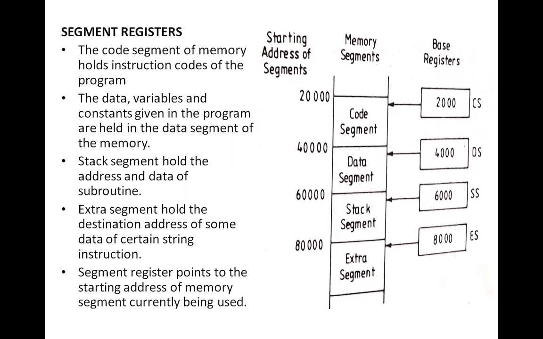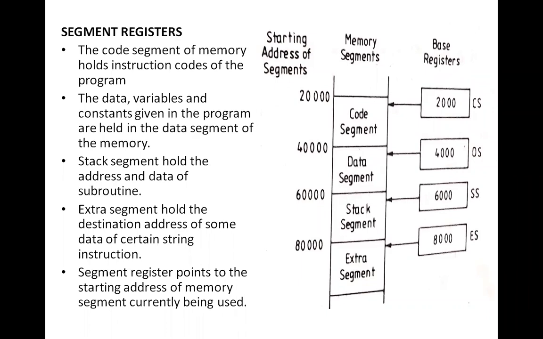And before attending any kind of interrupt, the microprocessor is going to save the content of the program counter on the stack. Also, when the call instruction is executed, before the execution of the subroutine, the address of the next instruction of the program is saved on the stack, very much similar to the case of the 8085. And as far as the extra segment is concerned, it is going to hold the destination address of some of the data of a certain string instruction.